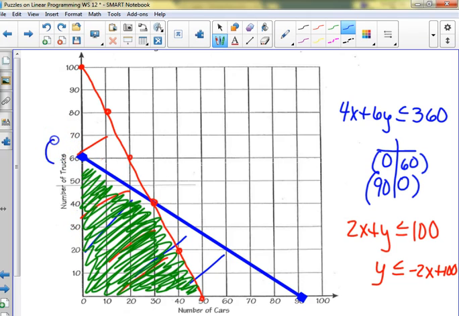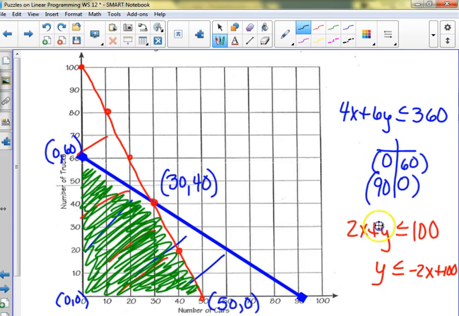What is the ordered pair for this corner? 0, 60. 0, 0. 50, 0. Be really careful, I get those backwards all the time. And this one, can we tell? We're pretty confident it's 30, 40. How could we double check that? You could plug it into both equations and make sure it works, right?